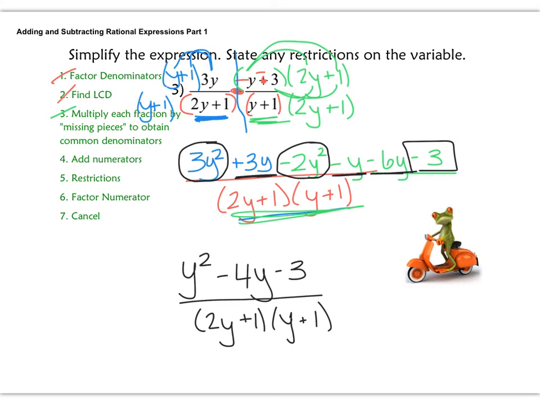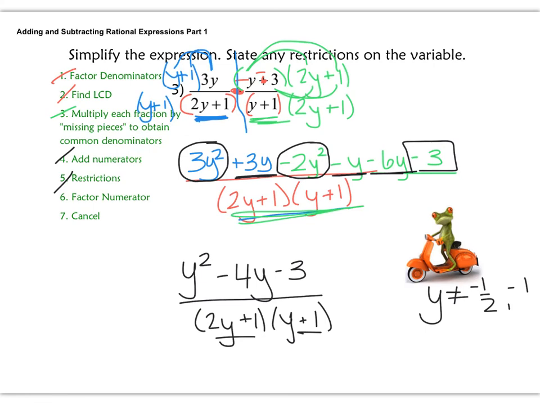All right, next step after adding numerators is my restrictions. So y cannot equal, that one gives me negative half, that one gives me negative 1. All right, so that's my restrictions.